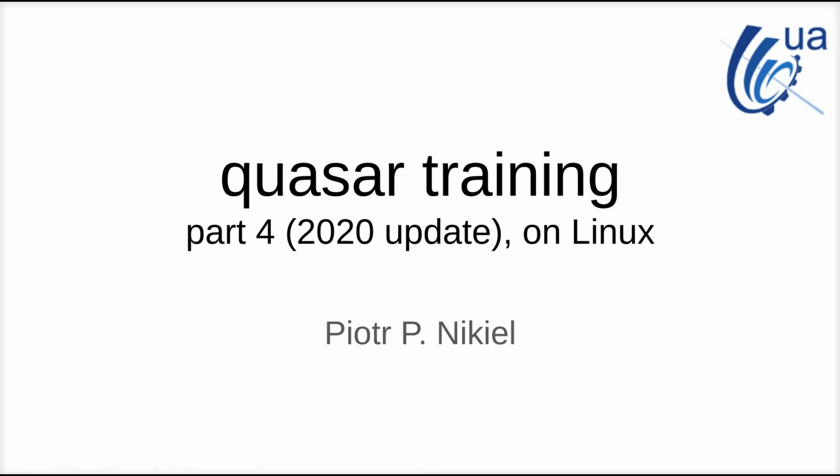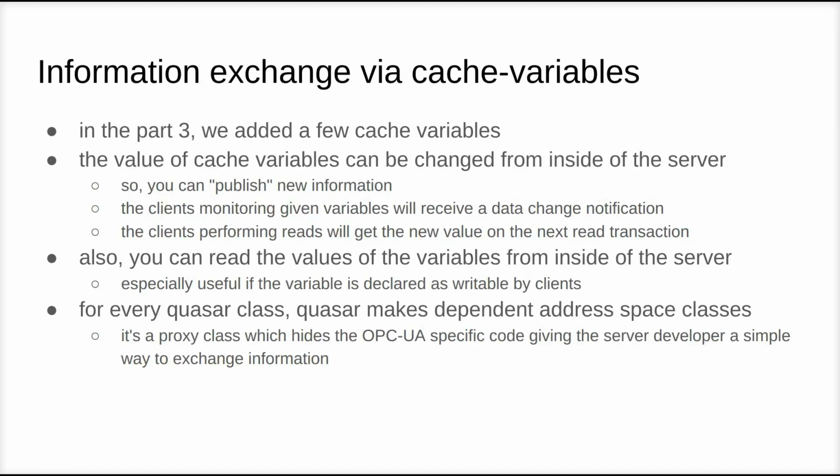In the previous part, we added a few cache variables to our intelligent motor class, which was called Motor. Those were kind of unconnected variables, just variables in the memory of the server, not really exposing any information yet. In this part, we'll see how we actually use cache variables to perform information exchange between the server and the clients.